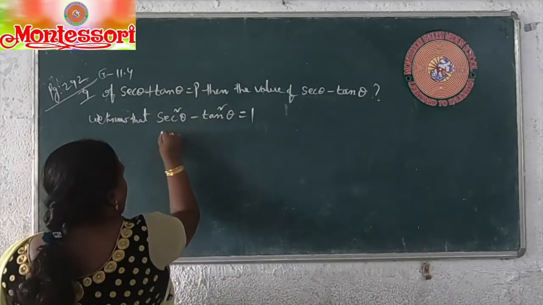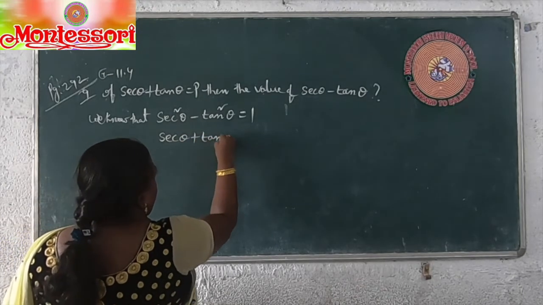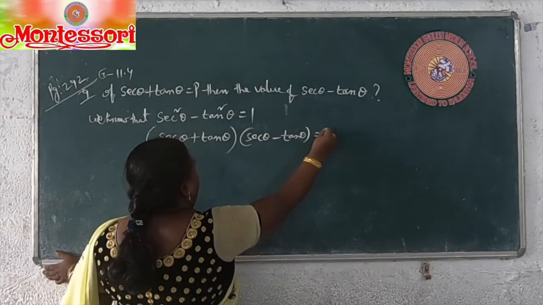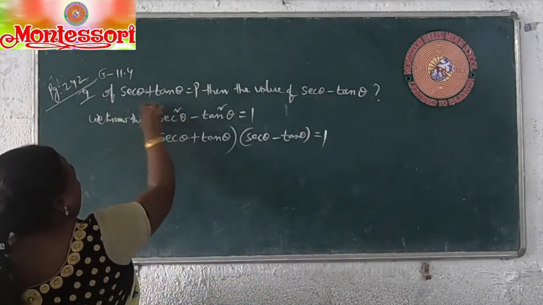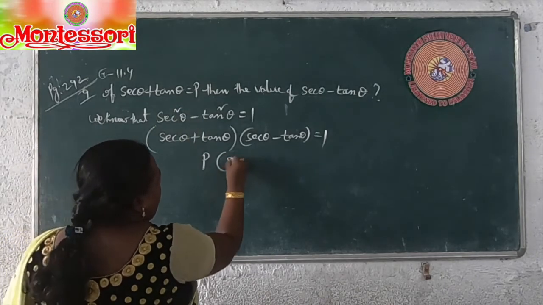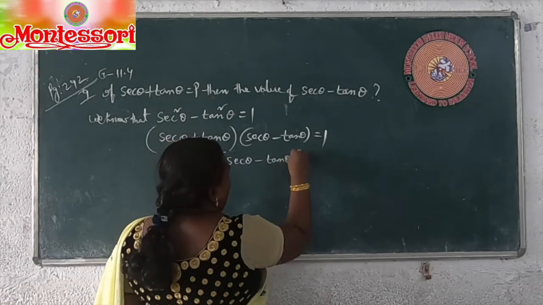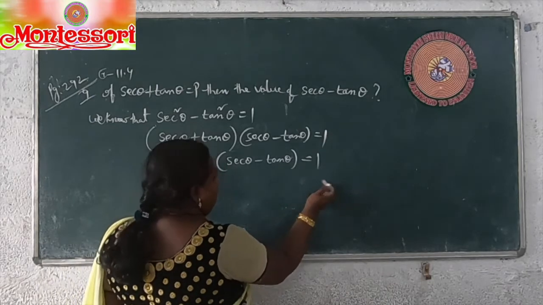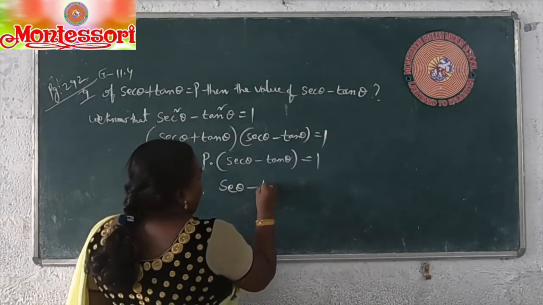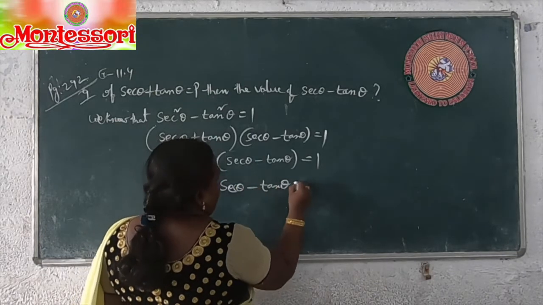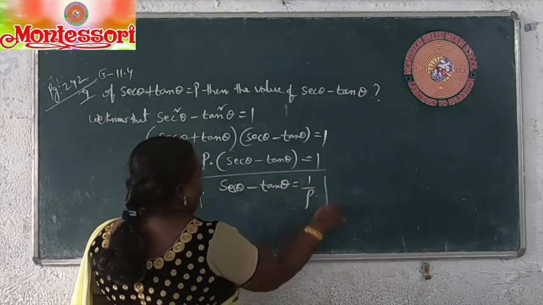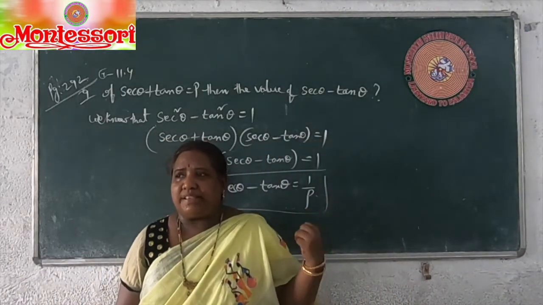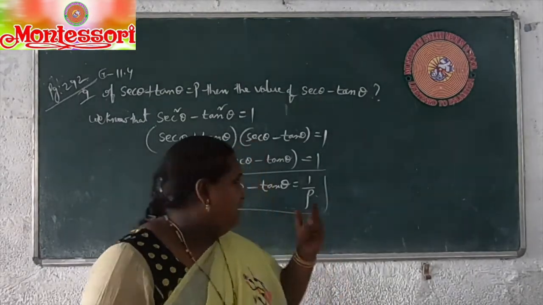Now a square minus b square is (a plus b) into (a minus b). So (sec theta plus tan theta) into (sec theta minus tan theta) is equal to 1. Now we know that given sec theta plus tan theta is equal to P. So P into (sec theta minus tan theta) is equal to 1. I want this one, so P, if you take this side, goes by P. Therefore, sec theta minus tan theta is equal to 1 by P. So it's the reciprocal. Sec theta plus tan theta is equal to P, then sec theta minus tan theta is 1 by P.